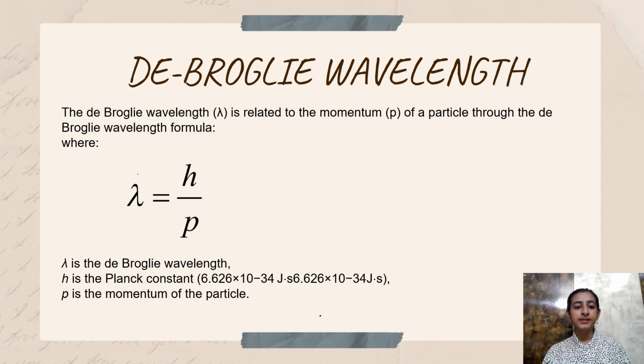Now, let's understand de Broglie wavelength. The de Broglie wavelength lambda is related to the momentum of a particle through the de Broglie wavelength formula, where lambda is equal to h by p. Lambda is the de Broglie wavelength, h is Planck's constant, which is 6.626 × 10^-34, and p is the momentum of the particle.